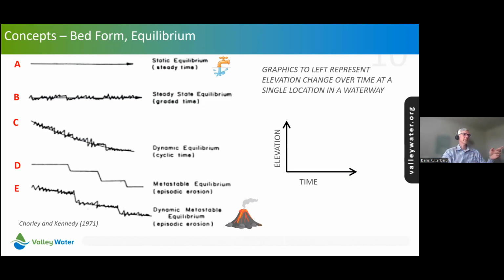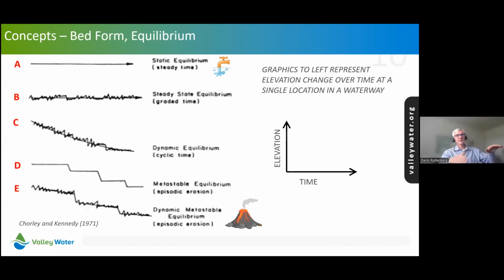So this is not a graphical profile. This is one location in the channel. And basically, if you were to put a monitor there, monitoring elevation, what would happen to that one point over time? So static, nothing changes. Steady state, you have maybe minor oscillations. Dynamic equilibrium, there's a downward trend, like say you have subsidence downstream and it's slowly subsiding over time.